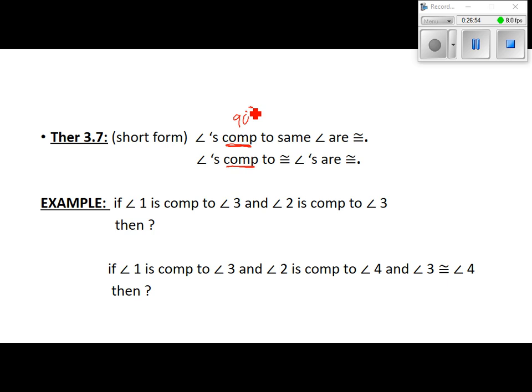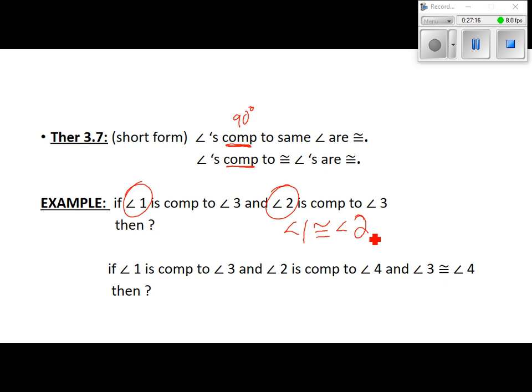So look at this example that I have right here. We should have done the examples on the other one, I didn't do them. Angle 1 is complementary to angle 3. Angle 2 is complementary to angle 3. What's that tell you about angle 1 and angle 2? They are congruent. So angle 1 has to be congruent to angle 2.